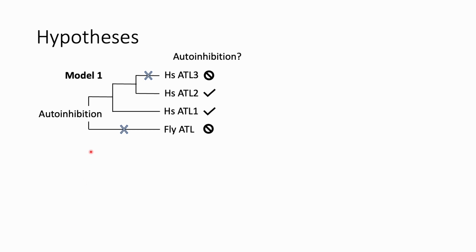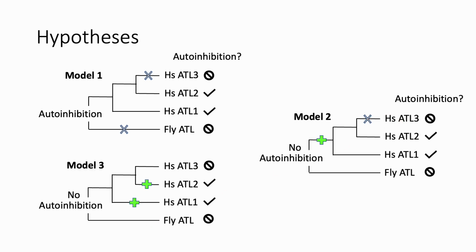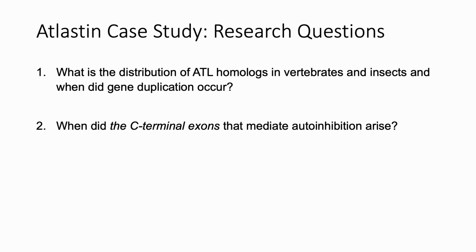Was autoinhibition an ancestral trait that was lost in ATL3 in insects? Or was it gained before gene duplication in vertebrates, but lost in ATL3? Or was it gained after the gene duplication independently in both ATL1 and ATL2? To further understand these possibilities, we can look to see when the C-terminal exons that mediate autoinhibition arose.